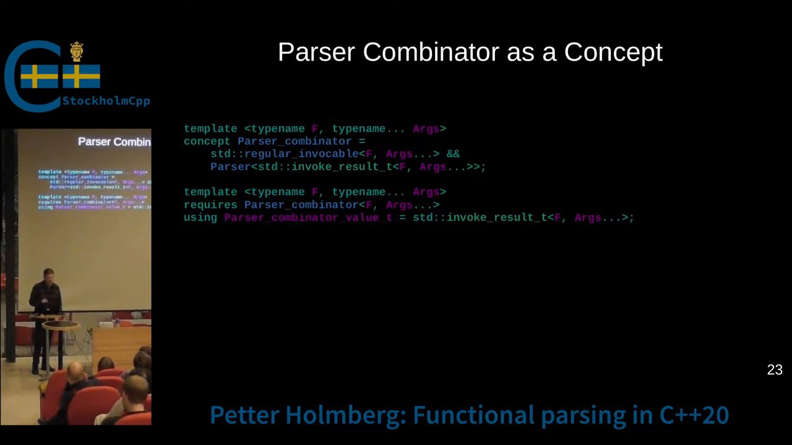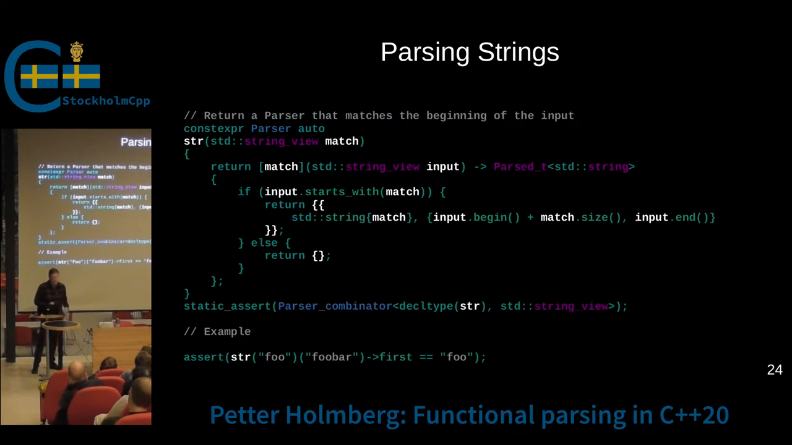And parser combinators also have a value type that I have defined. And here I'm using a requires clause to check that. That's the most general form of concept check that you can do. So that is different from a requires expression. It's just the keyword requires followed by some compile time Boolean expression, usually a concept. So that's a parser combinator. And let's look at an example. So suppose you want to parse an input that should start with a certain string. Then it could be useful to create a parser for just that particular string. And that we can do with this function str. So it takes a string view of the thing you want to match.